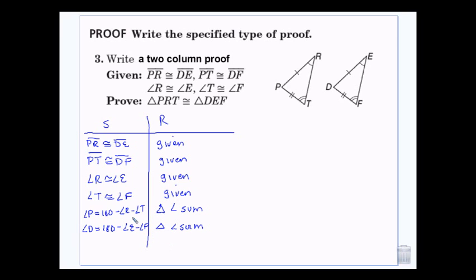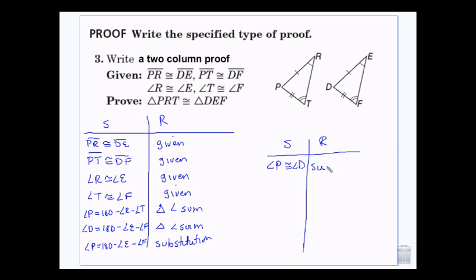What do I know about R and E? They're congruent, so I can take one out and put the other one in. And T and F, same thing, right? For substitution. And now look at this. These are the same, so that makes those the same, yeah? And now I have what? Why are the triangles congruent? Because of SAS? Oh, yeah.